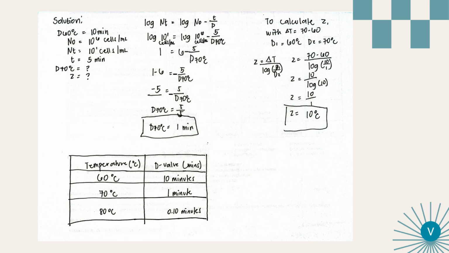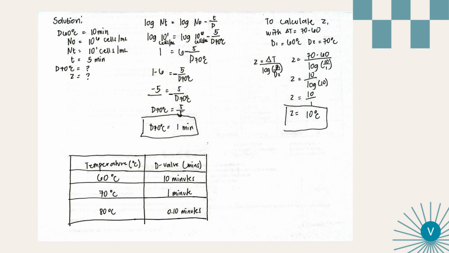We use the formula Z equals the change in temperature divided by the logarithm of D1 over D2. The change in temperature is 70 minus 60, which is 10 degrees Celsius. Substituting the values, we got Z equals 10 over log of 10 over 1. Since log of 10 is equal to 1, the Z value is equal to 10 degrees Celsius.